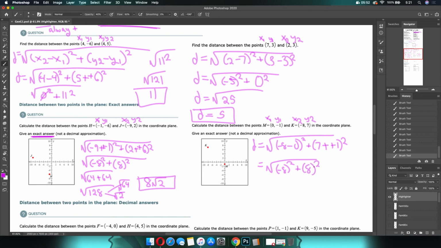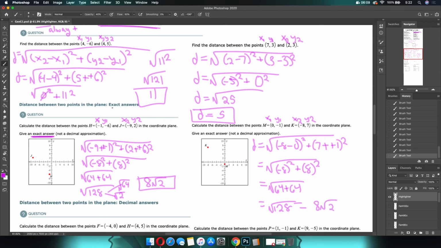Wait a second. How did we get the same thing, even though we have different numbers? Oh well. So what do we have? That's going to be 64 plus 64, which is root 128. And as we already know from the prior problem, that simplifies to 8 root 2.